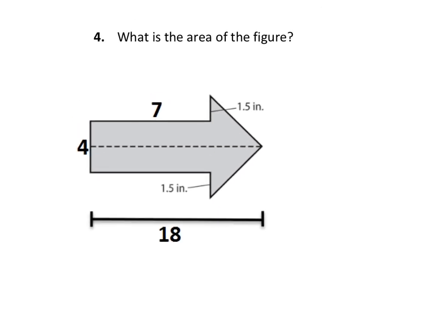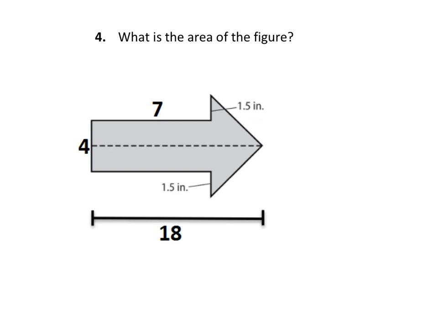On the back side, this is another one with a rectangle and a triangle. So my area, I'm going to look at the rectangle first. So my formula is going to be base times height. Base of the rectangle is going to be 7, height is going to be 4, and my total area is 28.